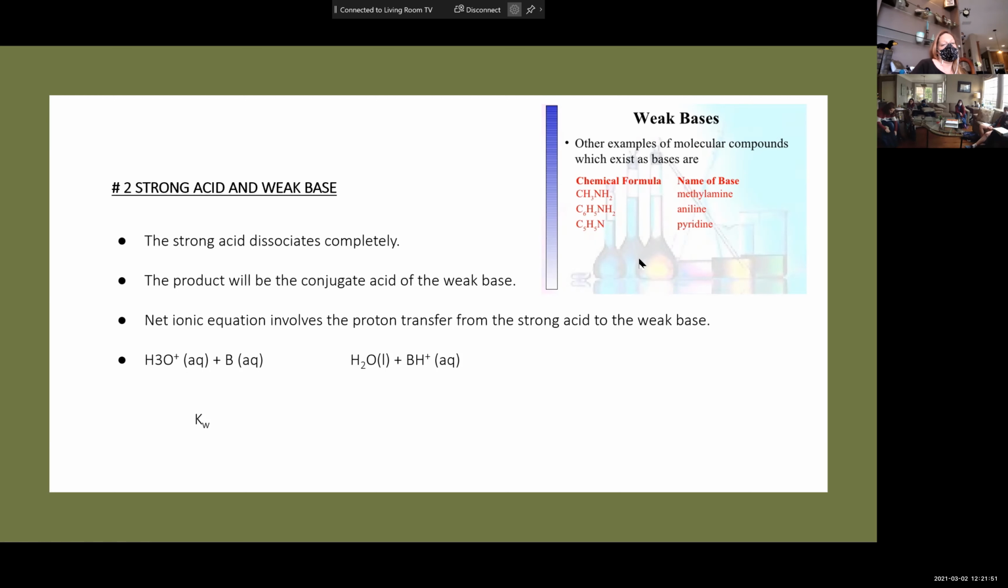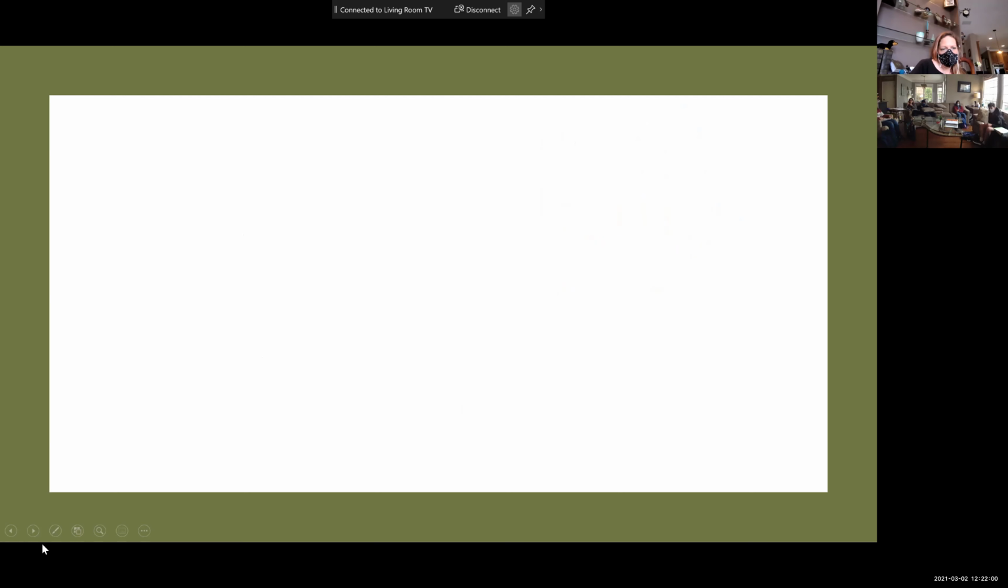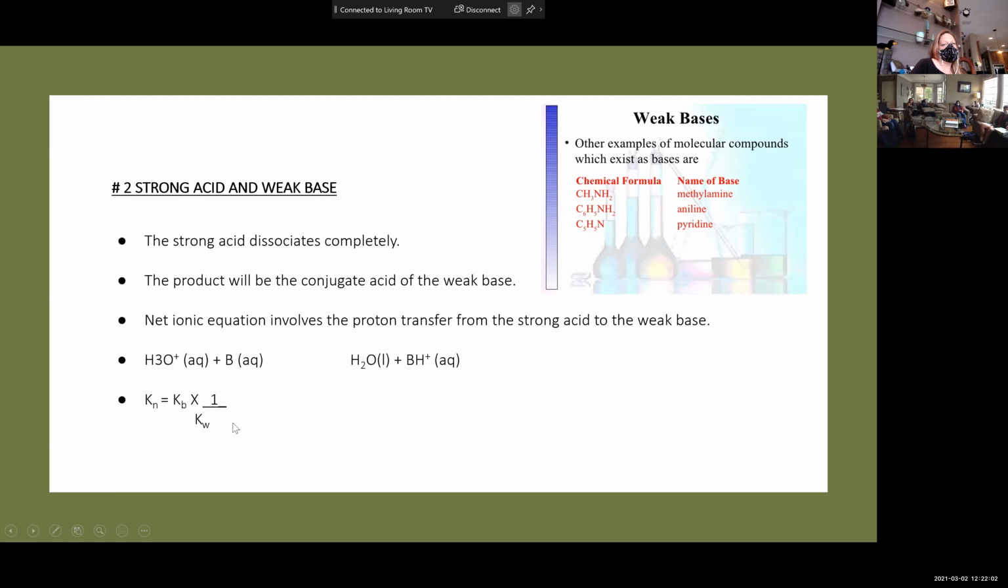So here you have your hydronium again, and we're just going to call this base. It's aqueous. And then you're going to end up, whoa, where'd my arrow go? That was fun. That was a slide issue. And again, here's another equation, which I don't think we were using for any of these problems yet. And it's in your book.